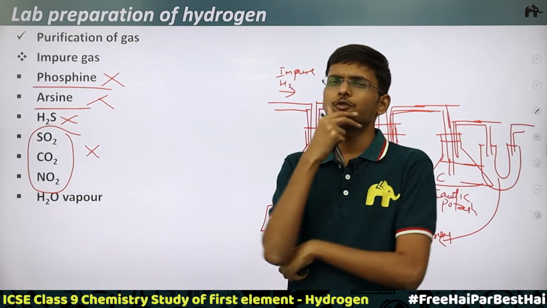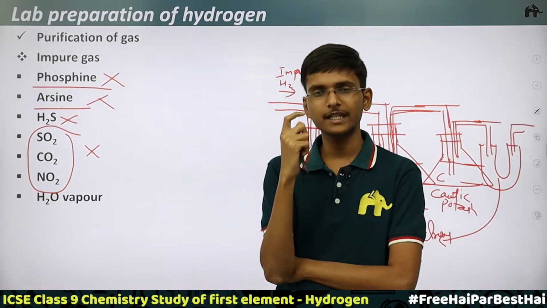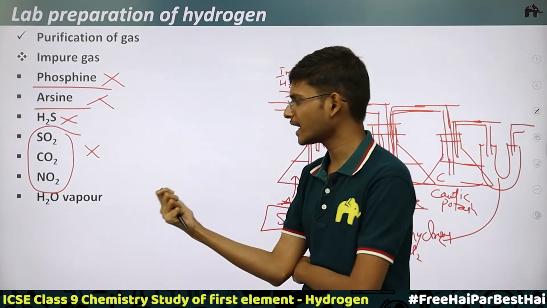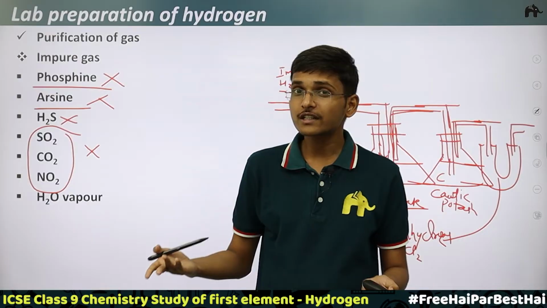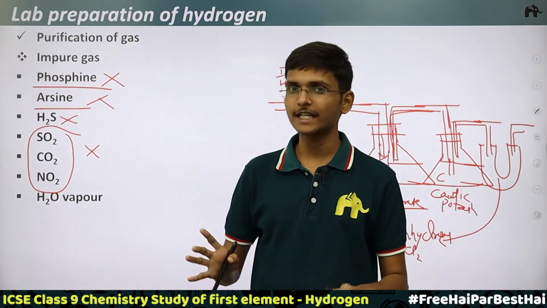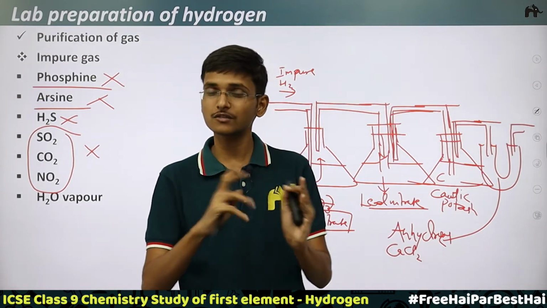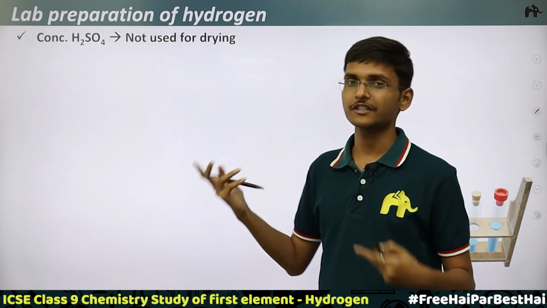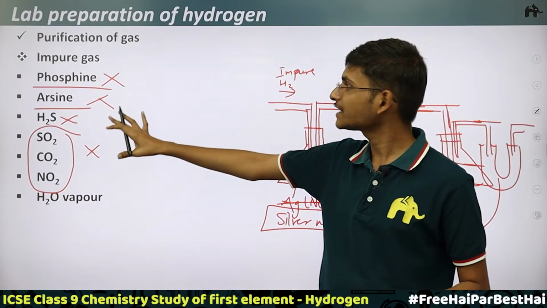Clear? Now one more question you can get in your mind: for drying the hydrogen gas, we are using anhydrous calcium chloride here. Why can't we use concentrated sulfuric acid? It is a very good drying agent, correct? It just sucks water superbly. So why don't we use concentrated sulfuric acid? But now let me tell you, we have got our pure hydrogen gas right now.